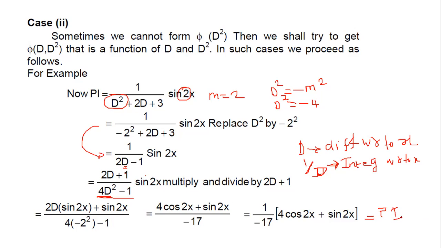Even for cos we have to follow the same thing, whether it is sin mx or cos mx, we follow the same procedure. Already I told you that in case the denominator equals 0, multiply with x in the numerator and differentiate with respect to d in the denominator.